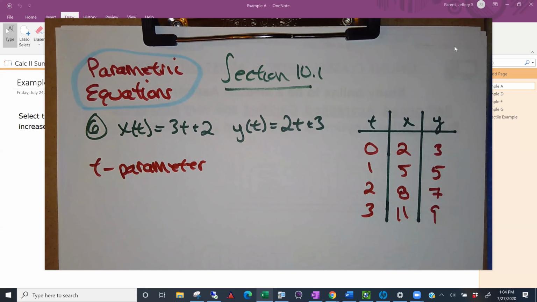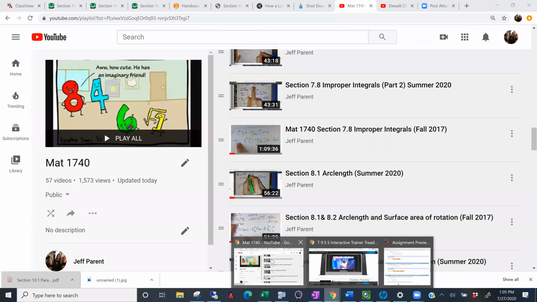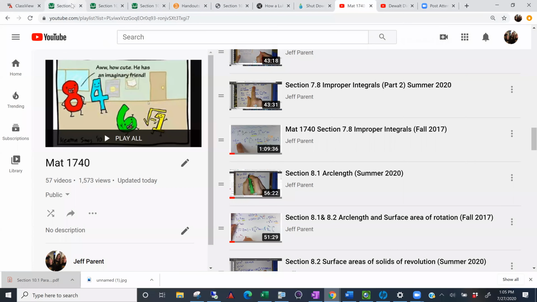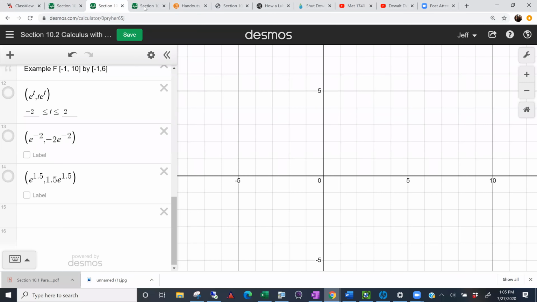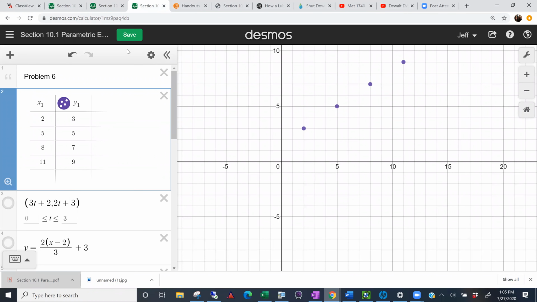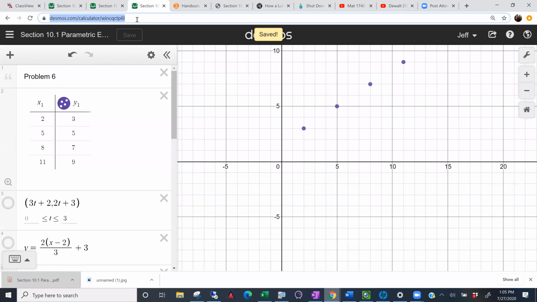Let's take a look at what this is going to look like. I've got a Desmos link. I'll try and share that with you. Let me just copy this link and I'll put it in the chat for you guys if you want to follow along. There you go. So here's our link.